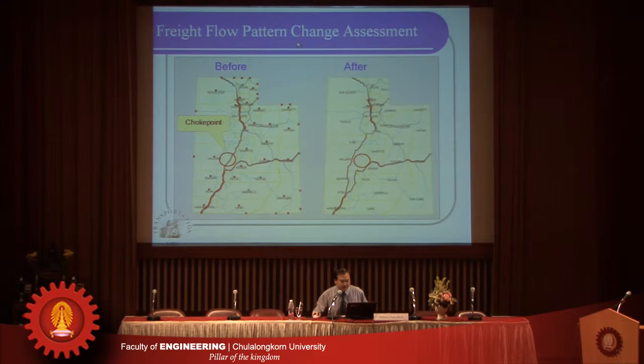Pattern change assessment. So this will include the truck trips, and it will be displayed in a GIS in terms of the color and the thickness of the line. Originally we have the choke point right here. You can see that after, you cannot use that link, so the pattern is changed a little bit, okay? This is only for one origin destination pair, but you can actually look at it for the whole.